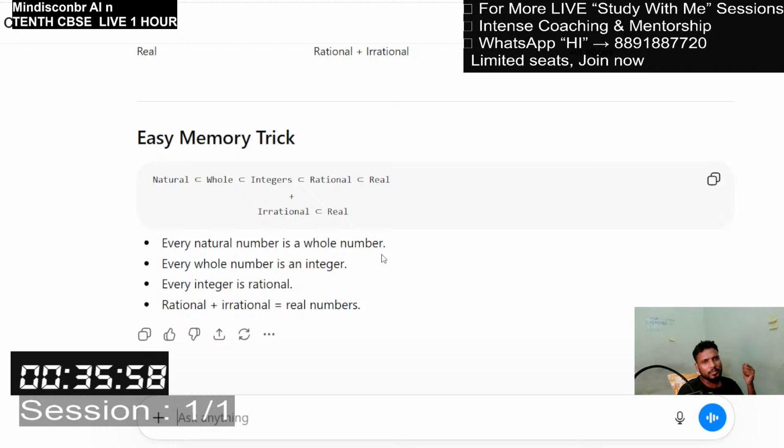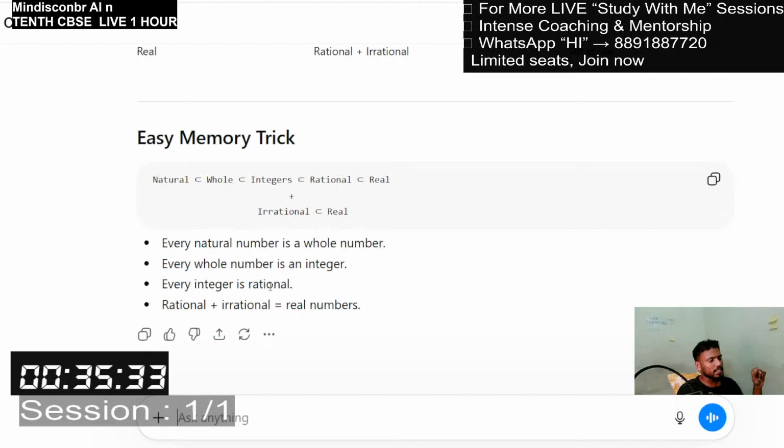Yes, every natural number is a whole number, but all whole numbers are not natural numbers, because among the whole numbers there will be 0, but there is no 0 in the natural numbers. Every whole number is an integer. Every whole number, that means 0, 1, 2, 3, is an integer, but every integer is not a whole number, because integers include negative values, but whole numbers have no negative values.